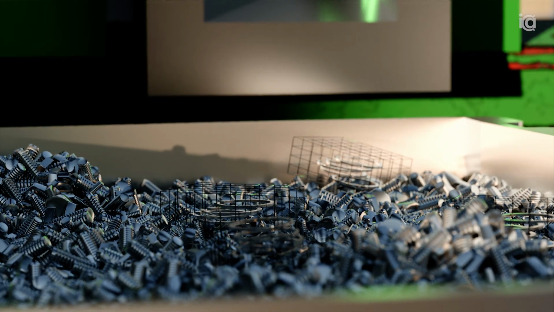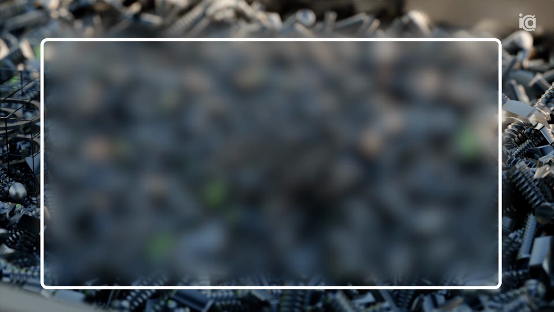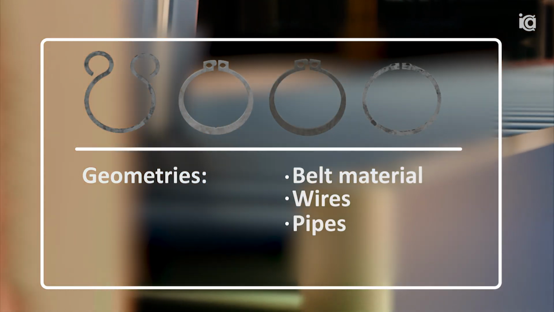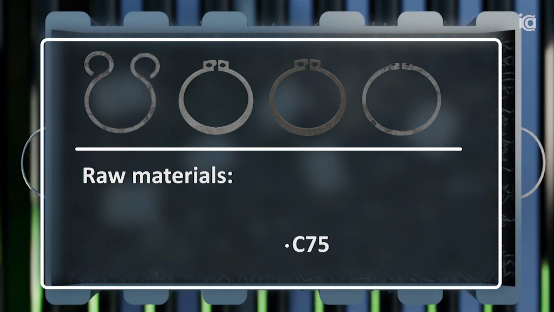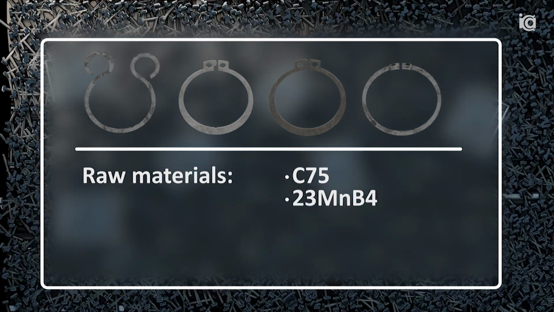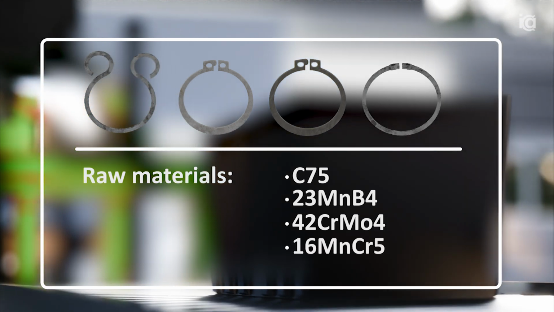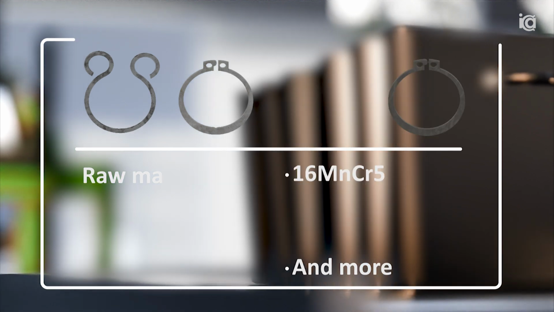The C-ring test specimens can be sourced from reference materials or user-specific materials. Strip stock, wires or pipes can be utilized. Depending on the application, a multitude of materials such as C75, 23MnB4, 42CrMo4, 16MnCr5 and many more can be chosen.